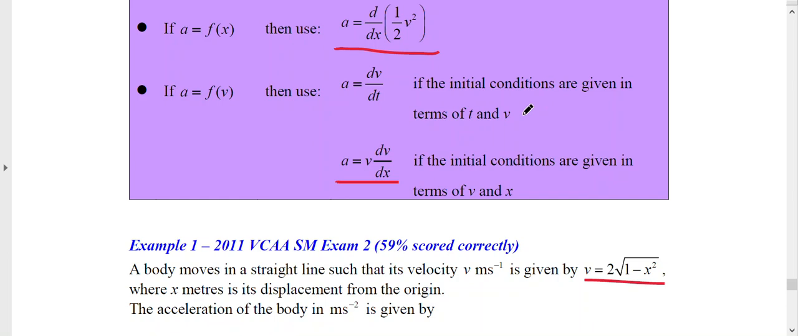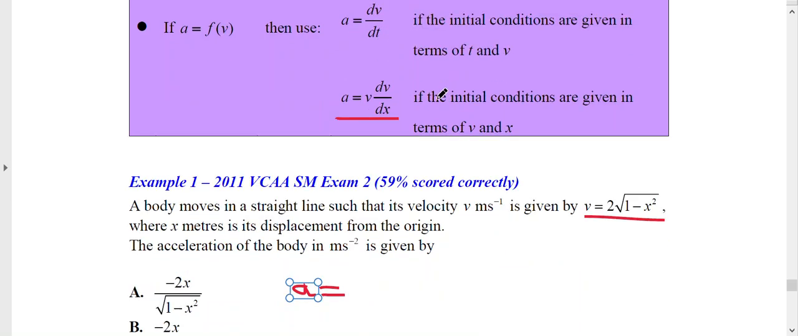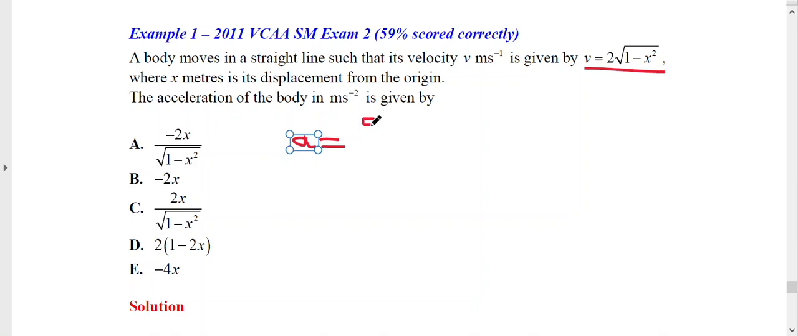Both of those would be correct to use. So I can actually use either one of those because it's possible for me to work out all of that information. Okay, so let's go with the first one: a equals d dx of a half v squared. So a equals d dx of a half v squared.